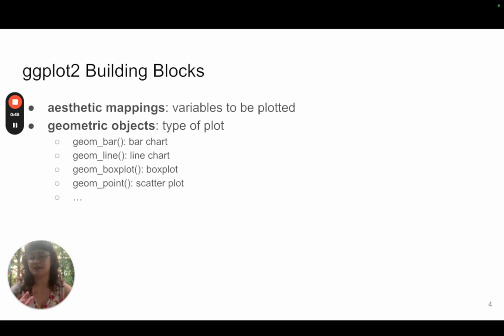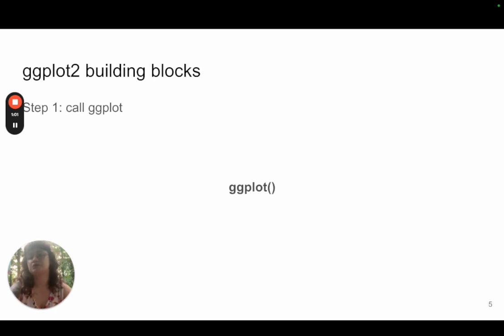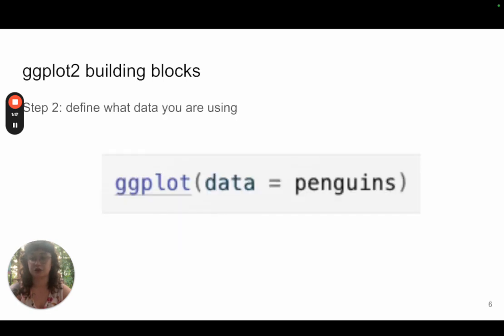ggplot2 has a few basic building blocks. The two main ones are aesthetic mappings, which are variables to be plotted, and geometric objects, which are the type of plot that you want to use. So we've got bar charts, line charts, box plots, and so many others. When it comes to building up a visualization, there's a few steps that you have to follow. The very first step is to call ggplot, to say, ggplot, I want to visualize something. Just type out ggplot and then two parentheses, just like you would any other function.